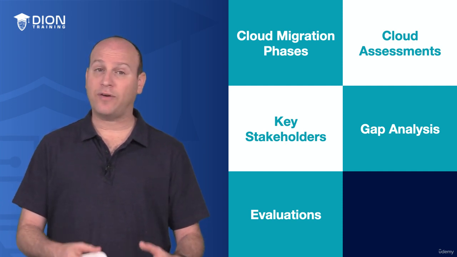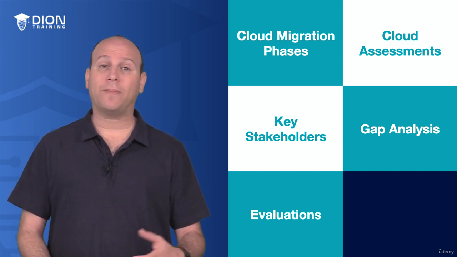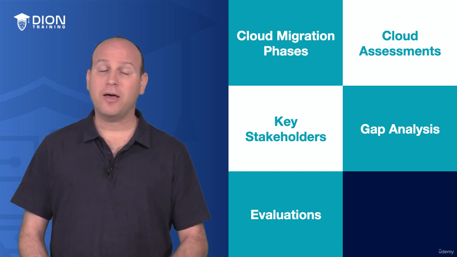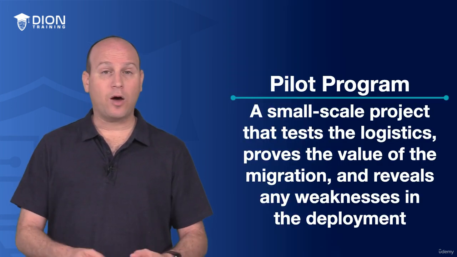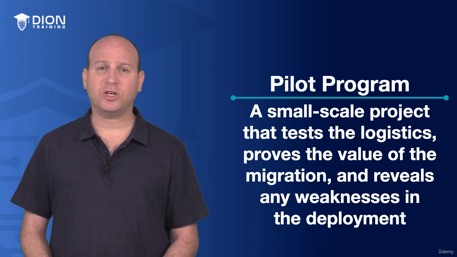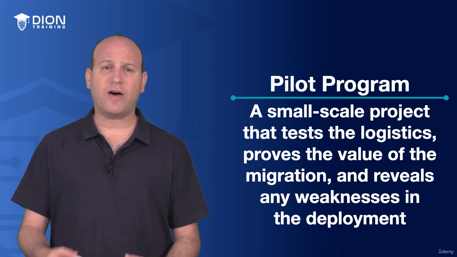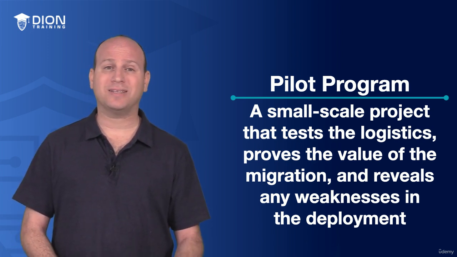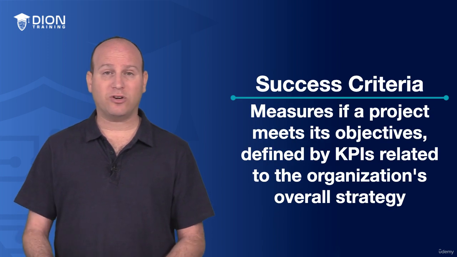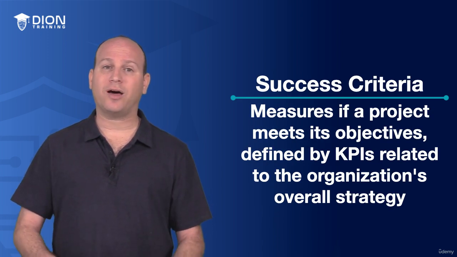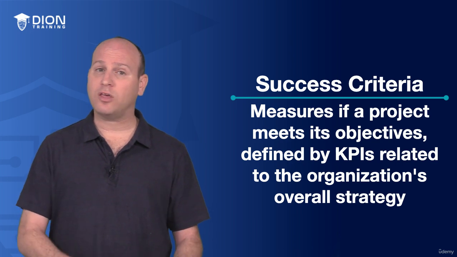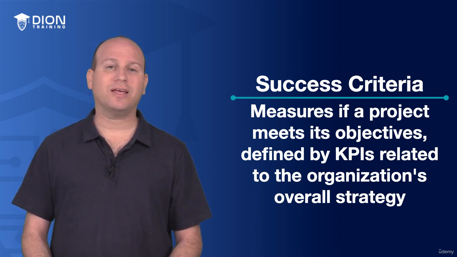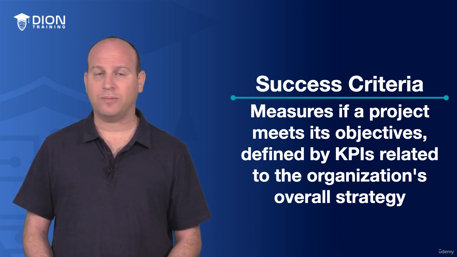There are several types of evaluations that could be used, including pilot programs, success criteria, benchmarks, proof of concept, proof of value, and reporting. Now, a pilot program is a small-scale project that tests the logistics, proves the value of the migration, and reveals any weaknesses in the deployment. Success criteria is the way that we measure whether or not a project has met its objectives, and it's defined by a series of KPIs, or key performance indicators, that are usually related to the organization's overall strategy.